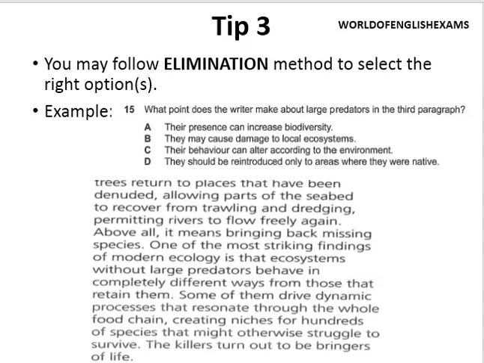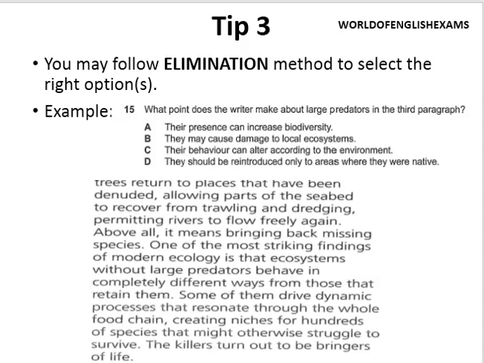So creating niches for hundreds of species. Due to this effect of large predators, what is happening? A niche is nothing but a stable place for hundreds of species being created. So hundreds of species are existing, they are surviving because of these large predators. That's the reason it continues, that might otherwise struggle to survive. That means if there are no large predators, these other organisms will struggle a lot in order to survive, in order to live. But because of these large predators, they are able to survive. That is what is happening.